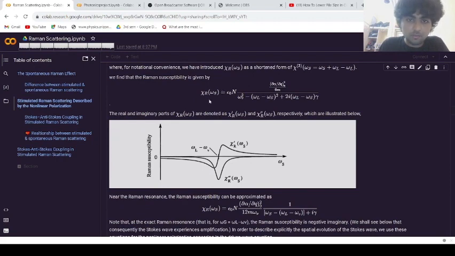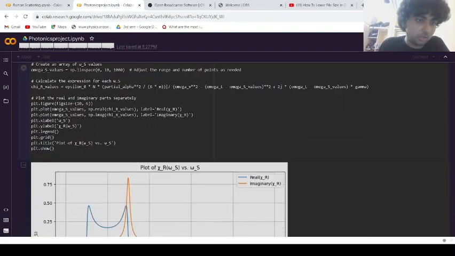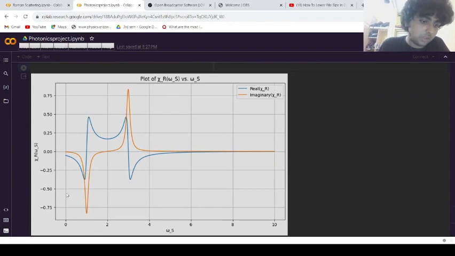So as we vary the Raman susceptibility with the Stokes frequency, we get this kind of graph. So I've made this graph right here, and the code is intuitive. So whatever is between 0 and 2, that's the picture for the Raman susceptibility of the Stokes field.